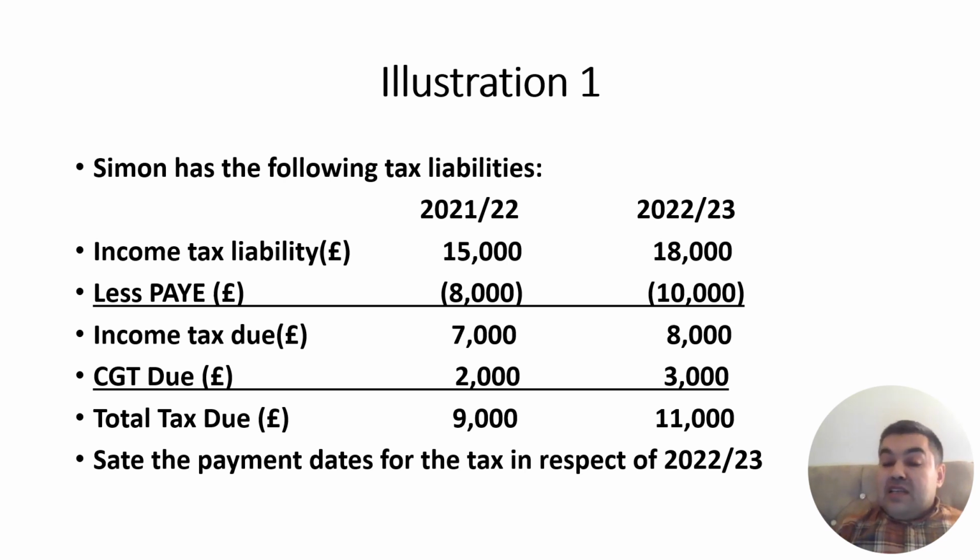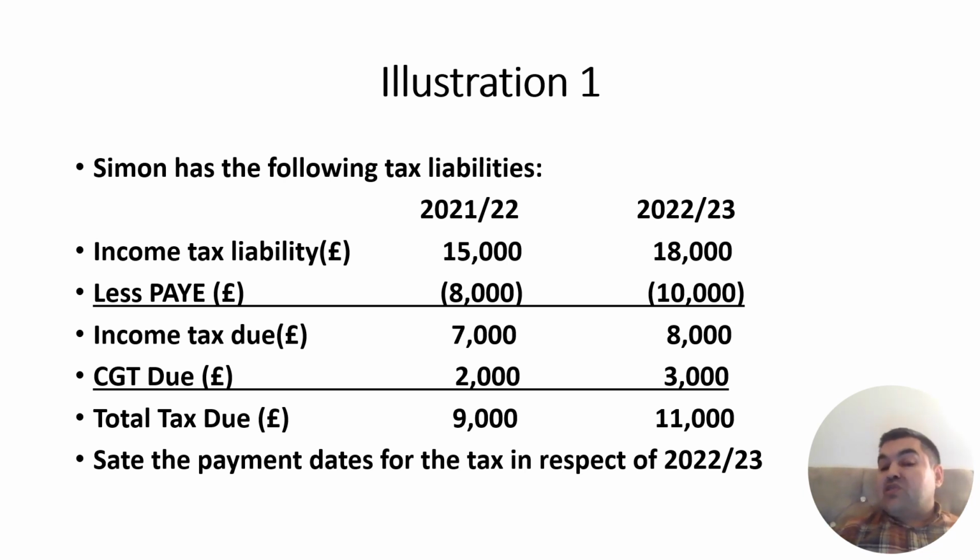So when he submitted the return for 2021-22, the deadline was 31st of January 2023. The unpaid tax was 7,000, as you can see from the slide. So he will pay that 7,000. Then half of this, 3,500, he will pay on the same date. The remaining half he will pay on 31st of July 2023. Why? Because his tax liability is more than 1,000, so he is required to make an upfront payment for the following year.